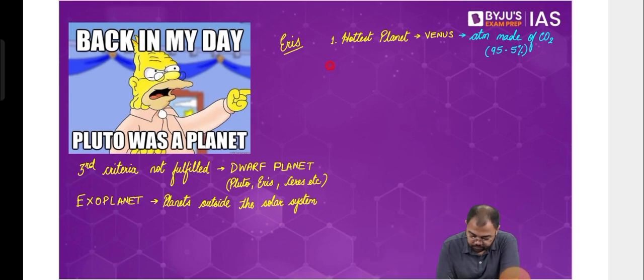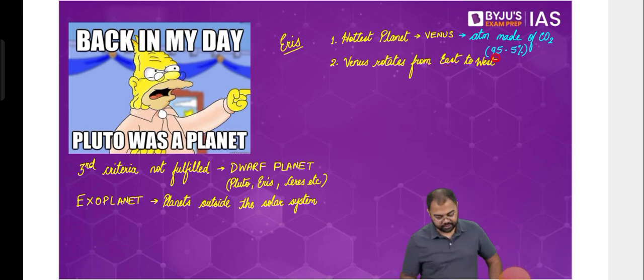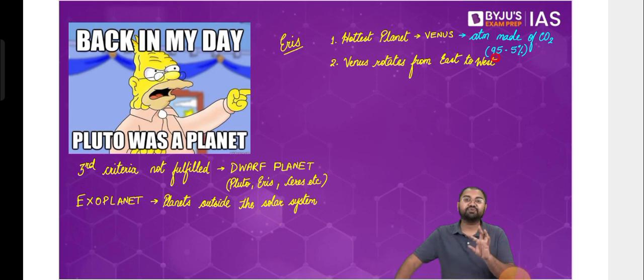Then after that, one more point, and this is also about Venus: Venus rotates from east to west. So it is the only planet of the solar system, not the only planet actually. Venus has a direction of rotation from east to west. All the other planets actually rotate from west to east, and Venus is a planet that rotates from east to west. Why does it rotate from east to west?